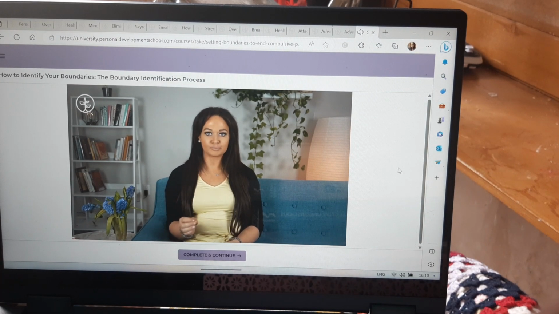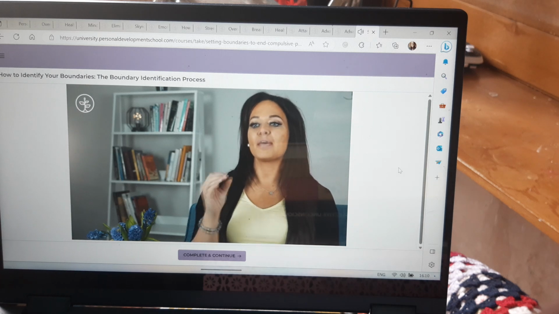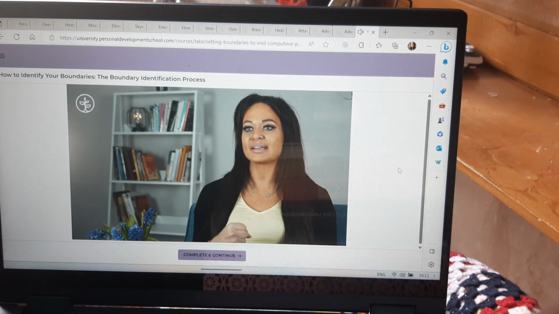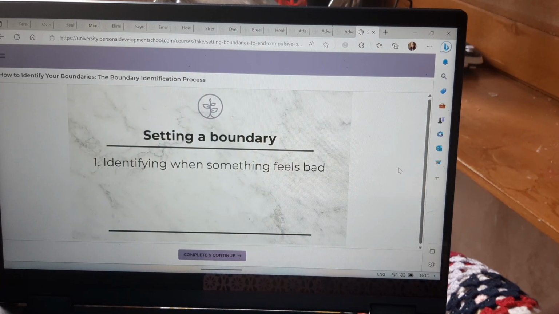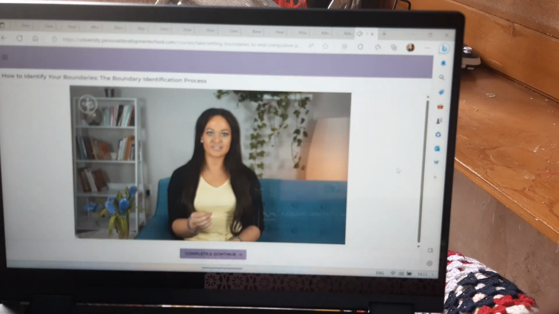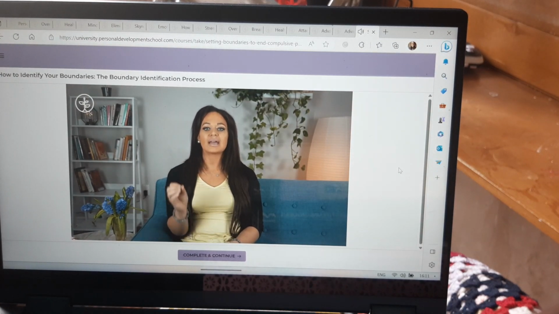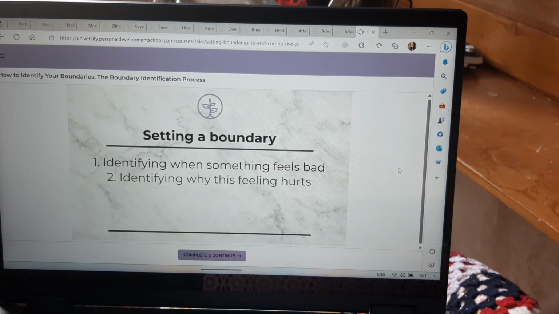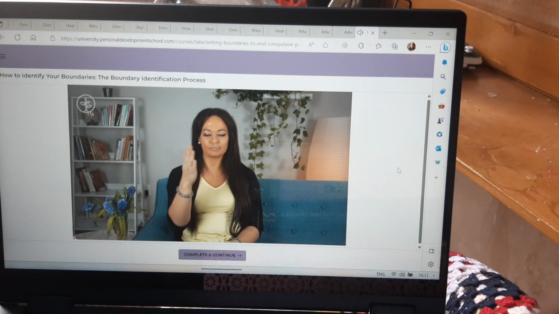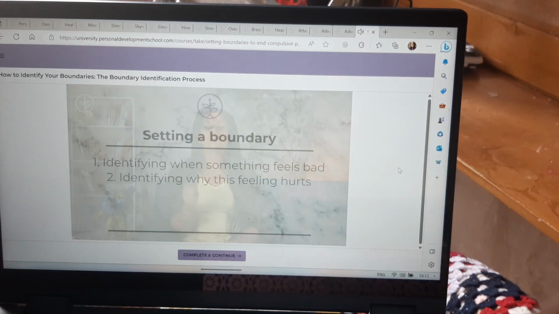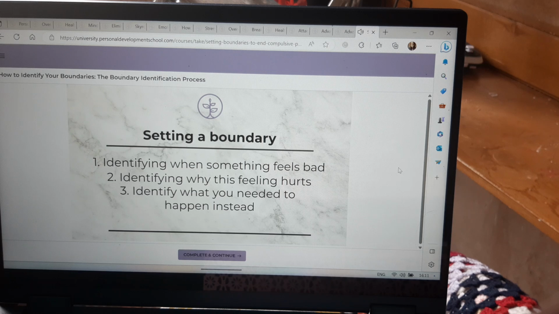So this is something quite simple. Remember I was saying earlier about how your feelings are your guidance mechanism. They're letting you know when anything is out of alignment. Step one of setting a boundary requires identifying when something feels bad. Okay? So identify a feeling for step one. Step two, identify why this feeling hurts. Okay? Like what hurt you and what is causing the pain. So I'll go through an example in just a moment. Step three, identify what you needed to happen instead. Okay? And step four, express it or negotiate it. So let's go through an example.